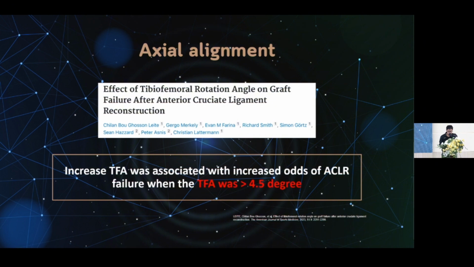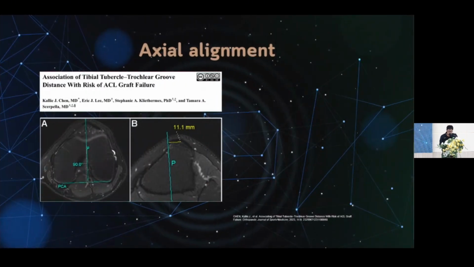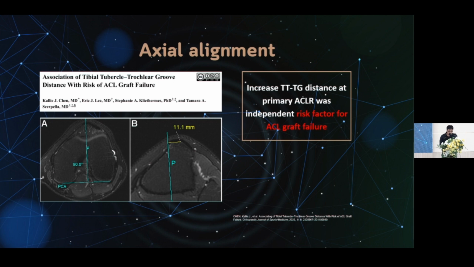For example, the study by Dr. Lighty found that a tibiofemoral angle greater than 4.5 degrees increased the odds of ACL reconstruction failure. And the study by Kelly Shern that examined the relationship between TTTG distance and ACL also found that an increased TTTG distance was a risk factor for ACL graft failure. However, there is still no study on the use of osteotomy to correct rotation in patients undergoing ACL reconstruction.